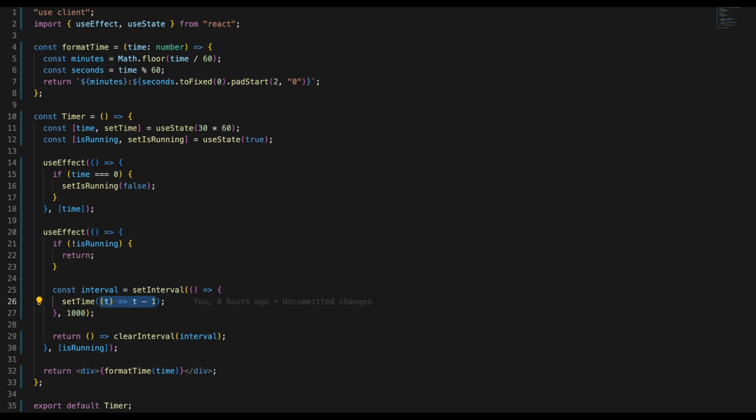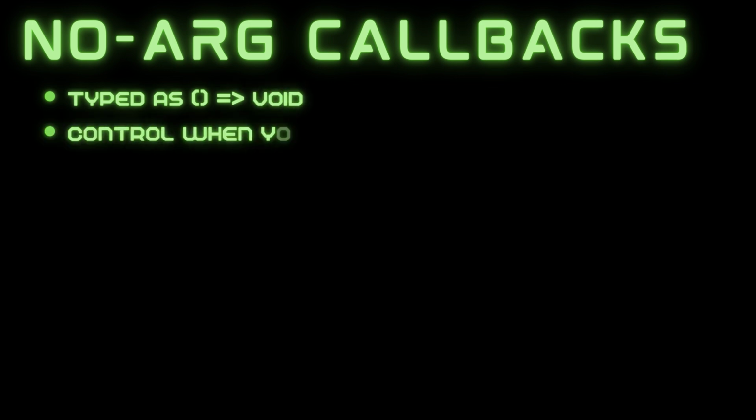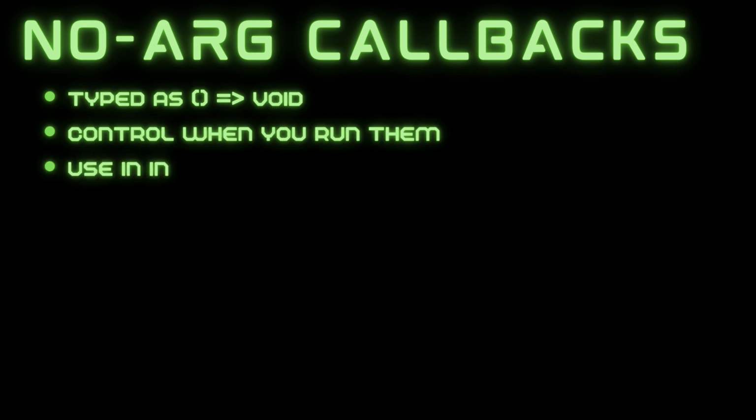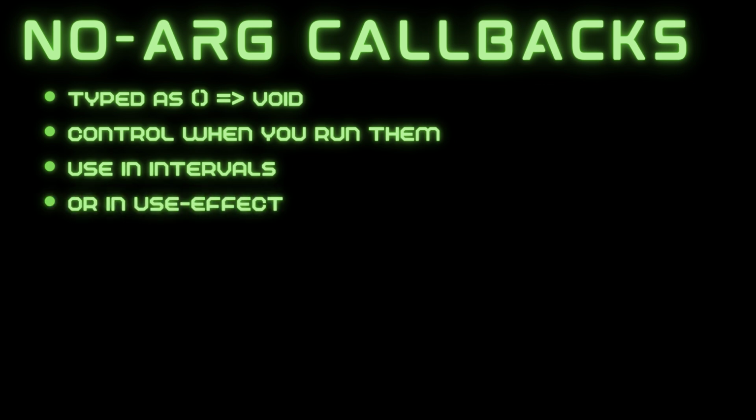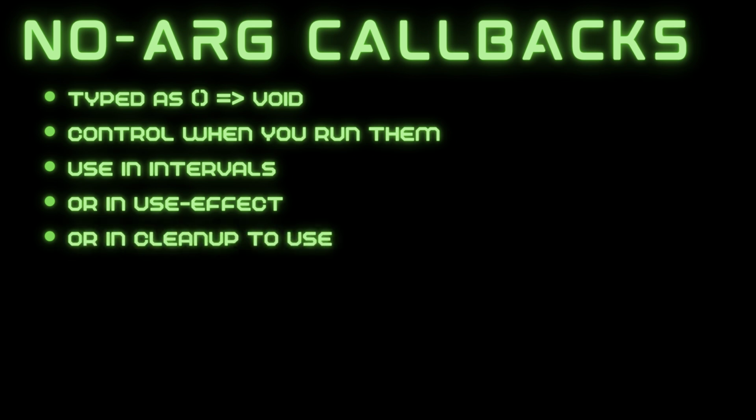React runs on callbacks, and surprisingly, most of them don't have arguments like regular functions often do. The reason for that is in React, we want to control not only what code we run, but also when we run it. In setInterval, we want the code to be repeated at a regular interval. In useEffect, we want the code to run when the component is mounted or when the value in the dependency array changes. In a cleanup to useEffect, we want the code to run when the component is unmounted or before this useEffect retriggers.